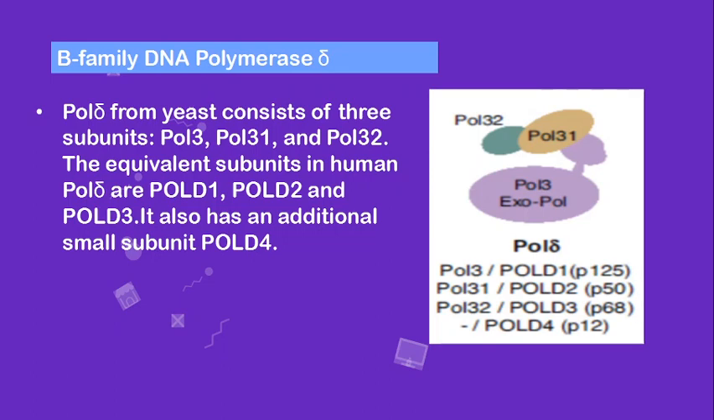Polymerase delta can interact with the other proteins PCNA and replication factor C. It needs activation, so it interacts with these two proteins to be active. So these are the enzymes present in the B family of yeast cells.